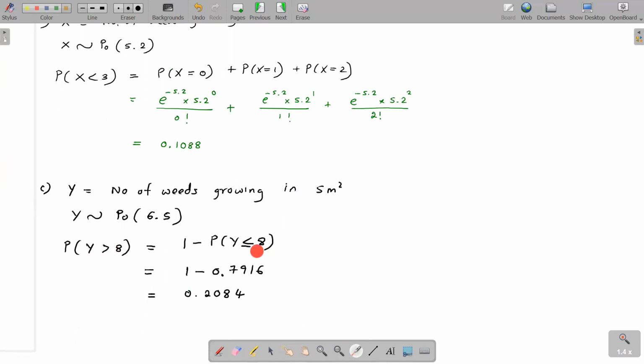And guys, in this case, we can use the table because the lambda value 6.5 is there in the table. You can see it's ending from 5. So this value can be found easily. For 8, go to the lambda column 6.5, x value 8, and you will find this value 0.7916. 1 minus that is 0.2084, which is the answer. All right, guys, so that's the answer.